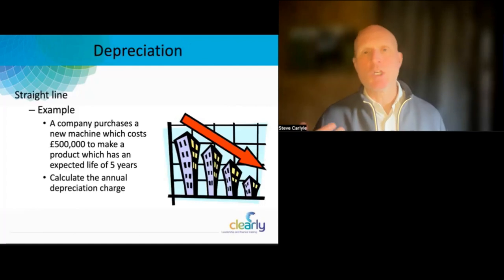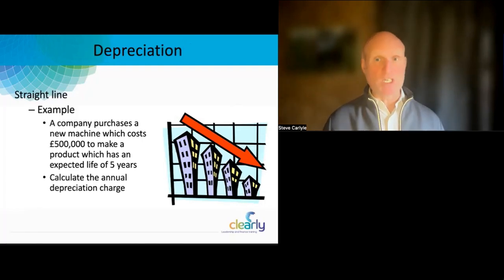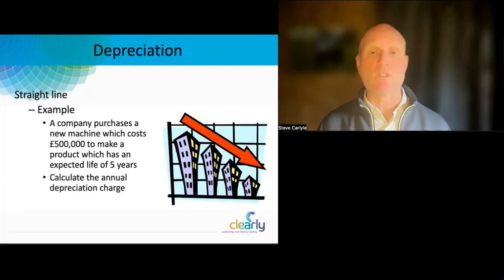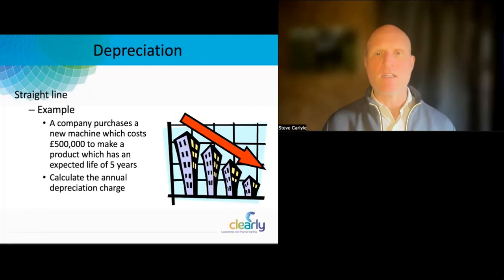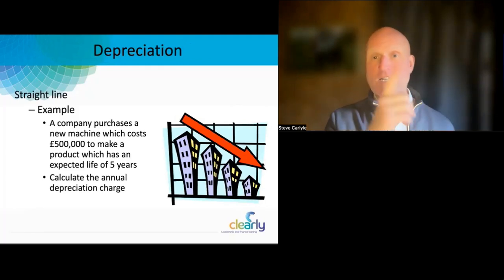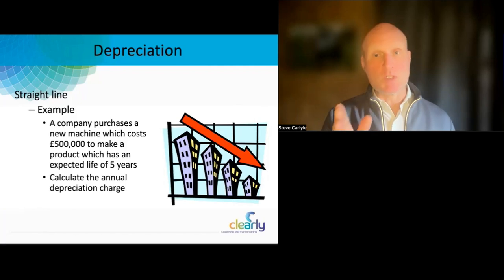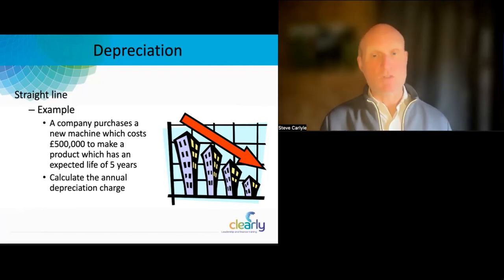Okay, so look at this one. Company buys a machine which is going to last us 5 years because it's going to produce a product, and we think that product's going to have a 5-year life. So when we buy the machine, it costs us £500,000. It's got a 5-year life. When we finished with the machine, we estimate that it's going to be worth nothing. So it reduces in value from 500,000 at the start to zero at the end. So what we need to do is we need to reflect that. Every year we produce a balance sheet, and every year the value of this fixed asset is going to reduce.